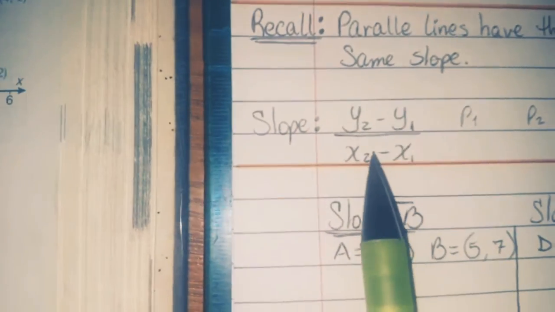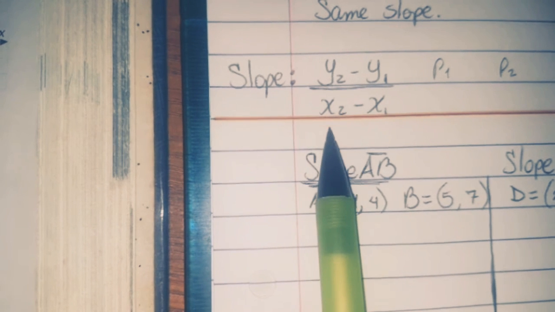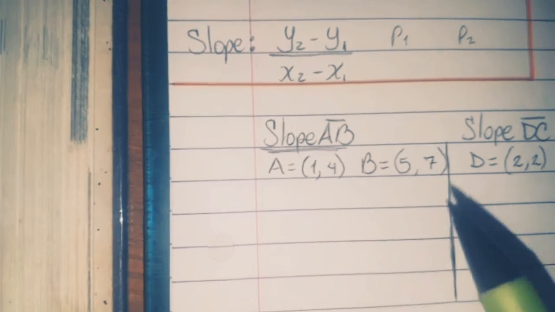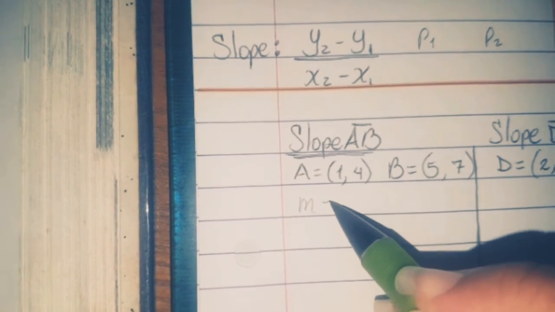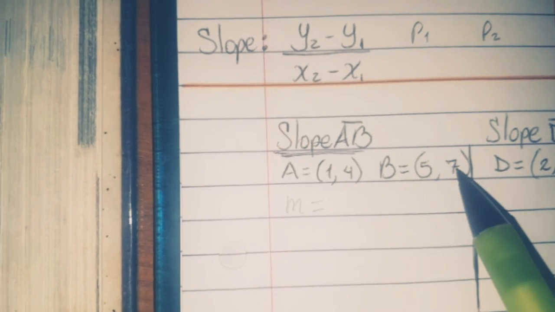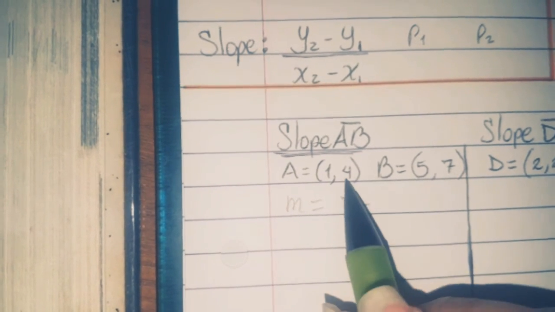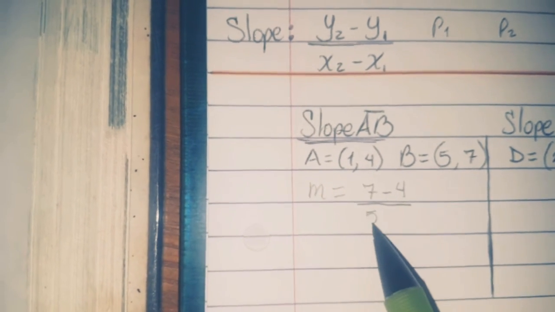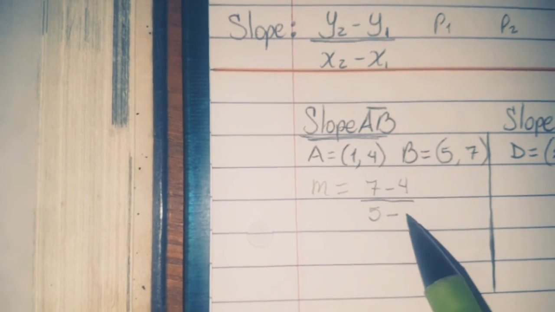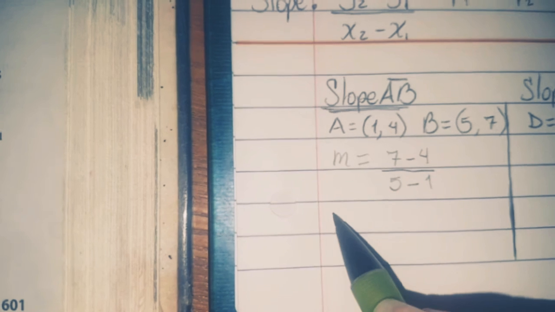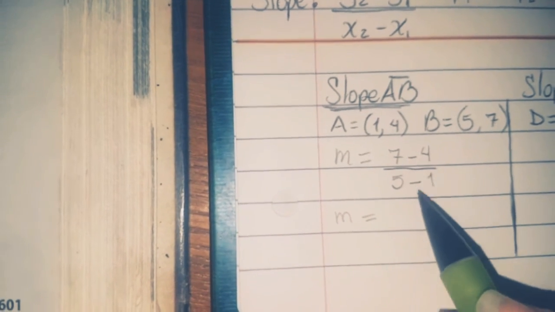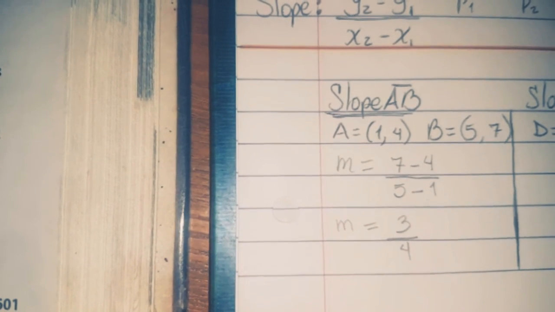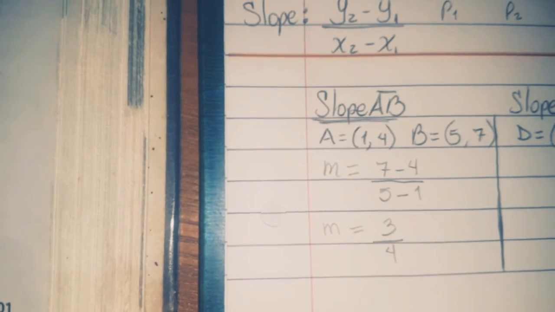So let's use the formula, it's up here: y2 minus y1 over x2 minus x1. These are point number 1 and point number 2. So the slope equals y2, which is 7, minus y1, which is 4, all of that over x2, which is 5, minus x1, which is 1. Let's simplify that fraction. The slope equals 7 minus 4 is 3, over 5 minus 1, which is 4. We're not going to put it into decimal. We're going to leave it as a fraction.